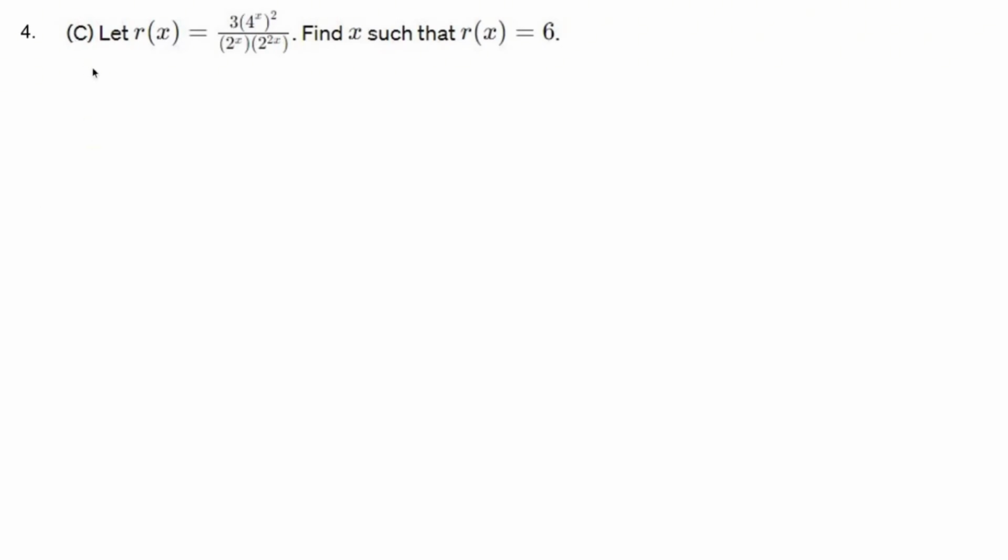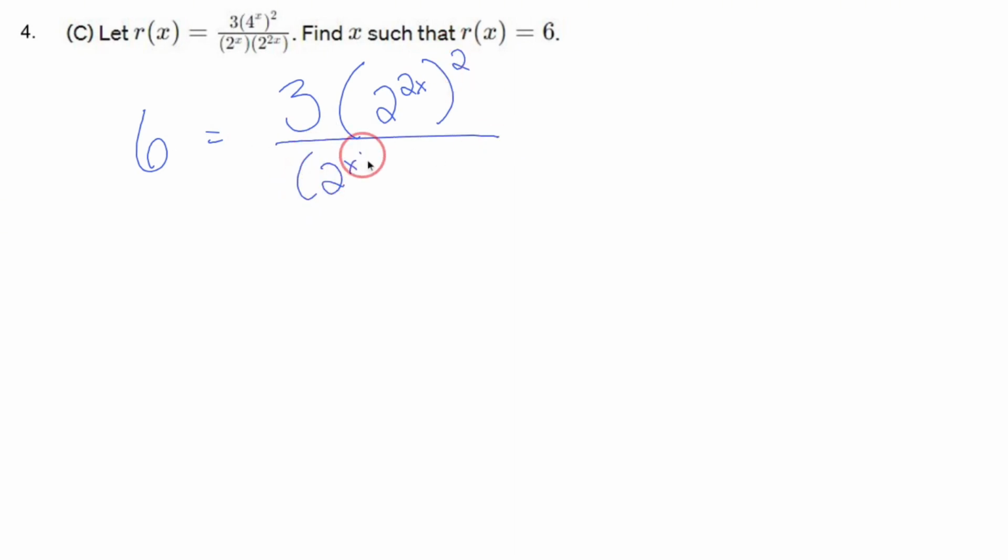Ooh. Part C, and the last thing. r of x equals 3 times (4 to the x) squared over (2 to the x) times (2 to the 2x). Find x such that r of x is 6. So r of x is 6 is going to equal 3 times. And you know what? I see these bases of 2s. Let's make 4 a base of 2. So that's going to be (2 squared to the x, which is 2 to the 2x), to the second power, over 2 to the x, 2 to the 2x.